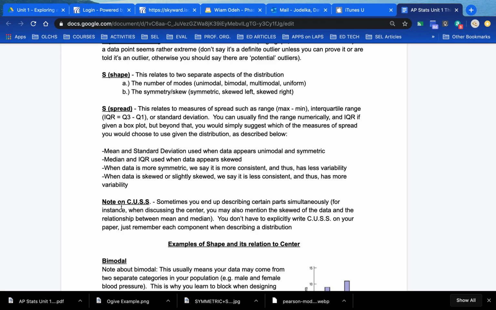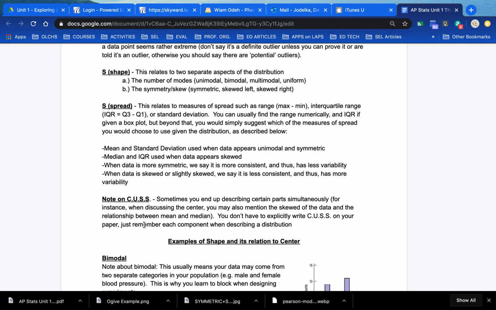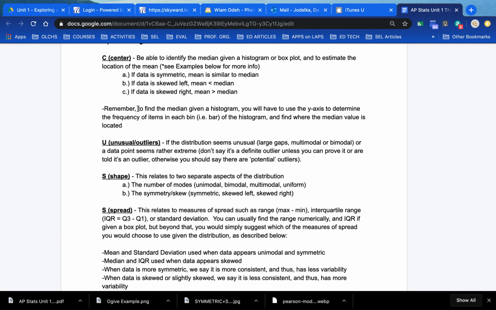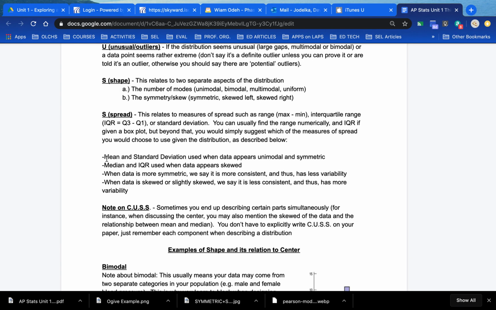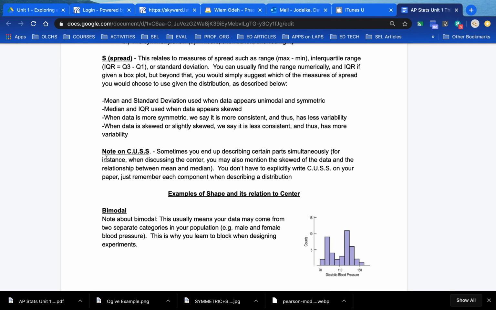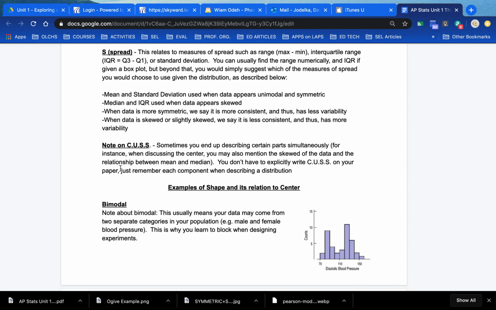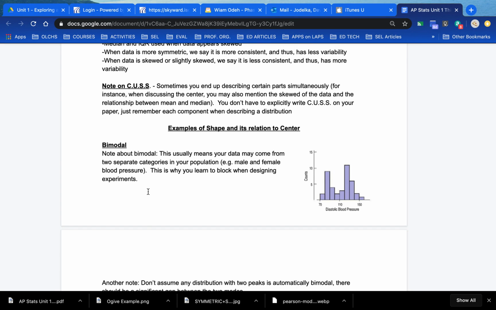Now, you don't have to literally write CUSS, because as you can see, sometimes when you start to mention the center, you inevitably mention the shape. So you kind of say things simultaneously. CUS is just a good way to remember the pieces you need to know when you describe a distribution. Now, a little bit about those specifics.